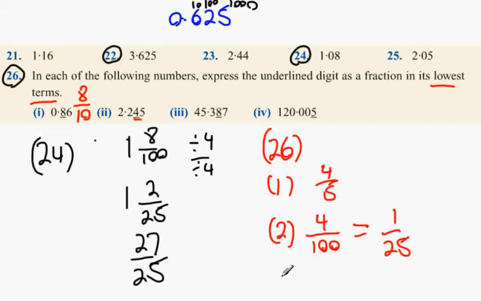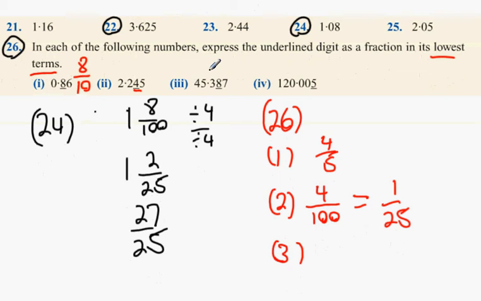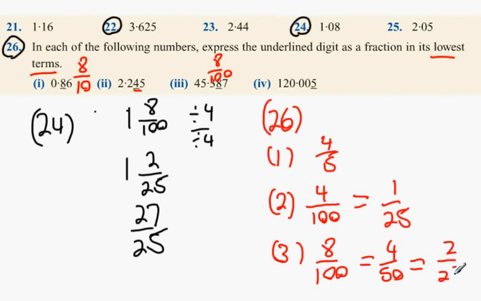Orson, part 3. Okay, well that's 8 in the hundredths place. It's representing 8 hundredths, fair enough. And what does 8 hundredths break up into? 4 50ths when you divide the top and bottom by 2, and then you divide the top and bottom by 2 again? 2 25ths. 2 25ths.